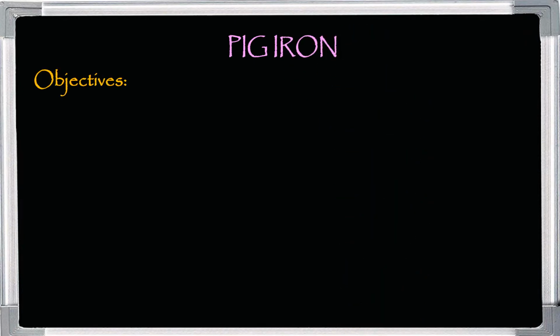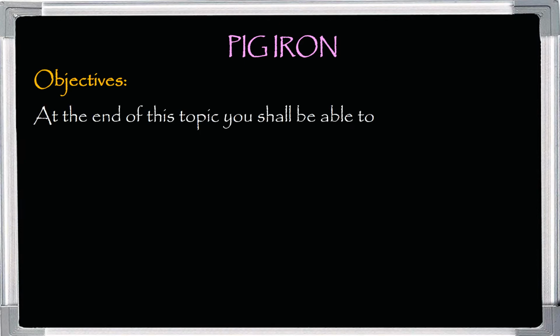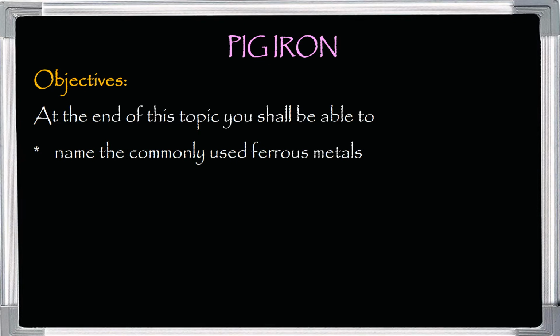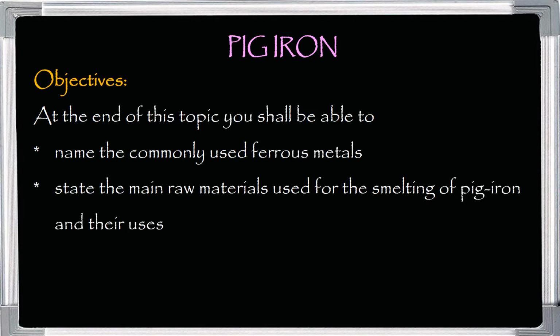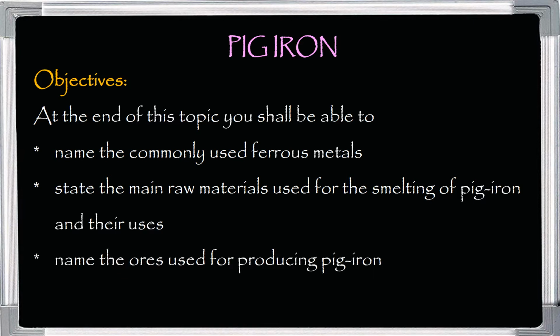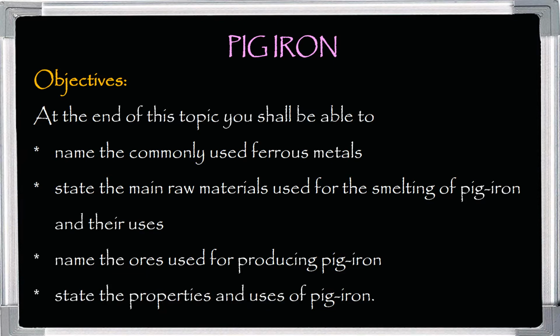Let's see the objectives of this topic. At the end of this topic you shall be able to name the commonly used ferrous metals, state the main raw materials used for the smelting of pig iron and their uses, name the ores used for producing pig iron, state the properties and uses of pig iron.